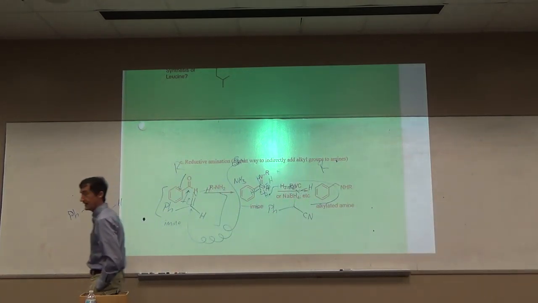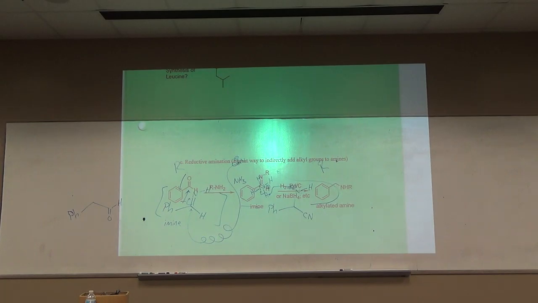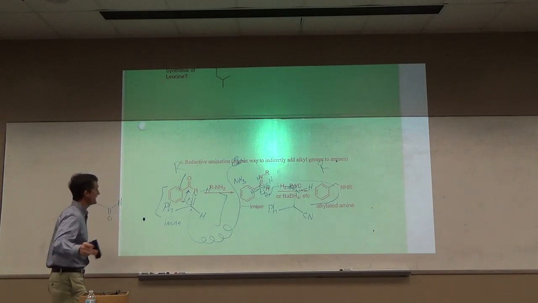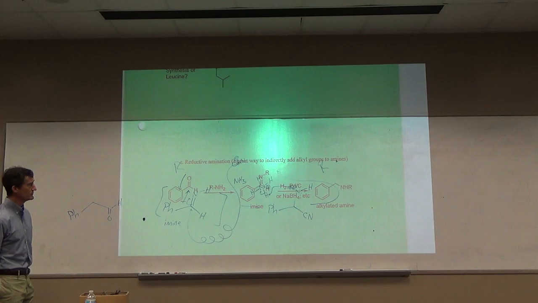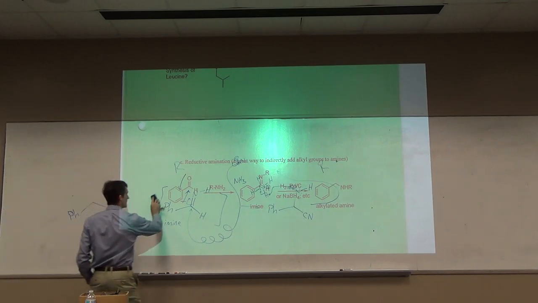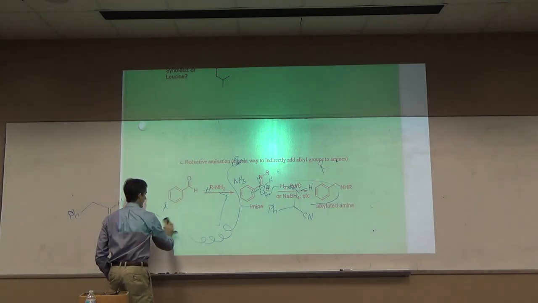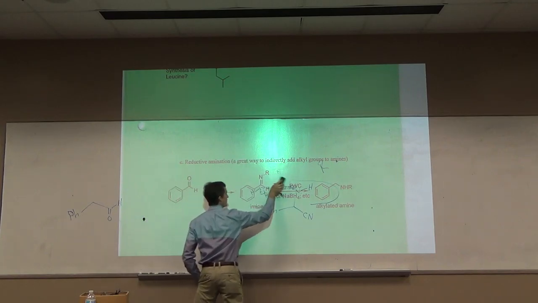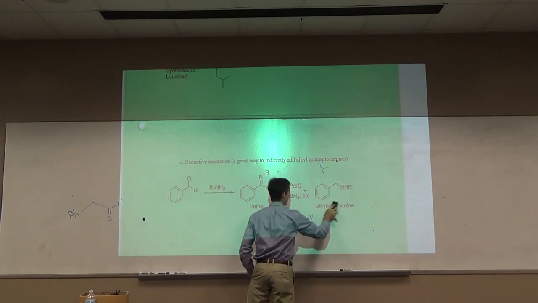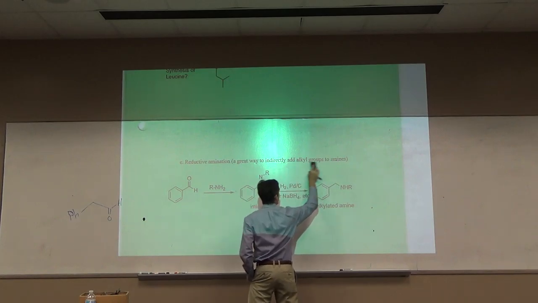We're still under imines, right? Lots of applications of imines. Imines, reductive amination, a great way to indirectly add alkyl groups to amines. We've looked at such before. Direct alkylation of amines is difficult. You saw that in organic one near the end, because you are prone to getting polyalkylation.